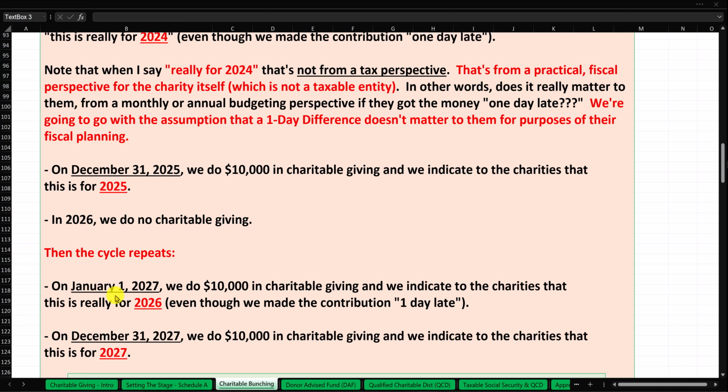So on January 1st, 2027, we do $10,000 in charitable giving, and then on December 31st, 2027, we do another $10,000 in charitable giving. We basically indicate, hey, this is the one that's actually for our 2026 commitment, and here's the one that's for our 2027 commitment. They are effectively a year apart from the perspective of the charity, but from our perspective, they occurred in the same tax year, 2027.